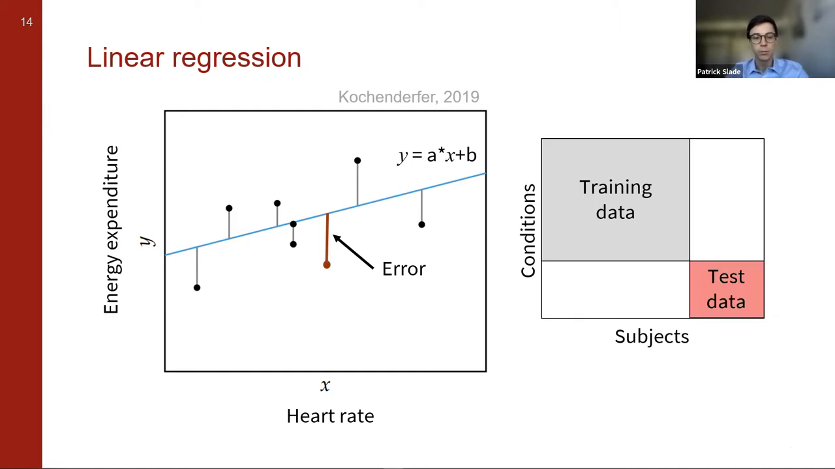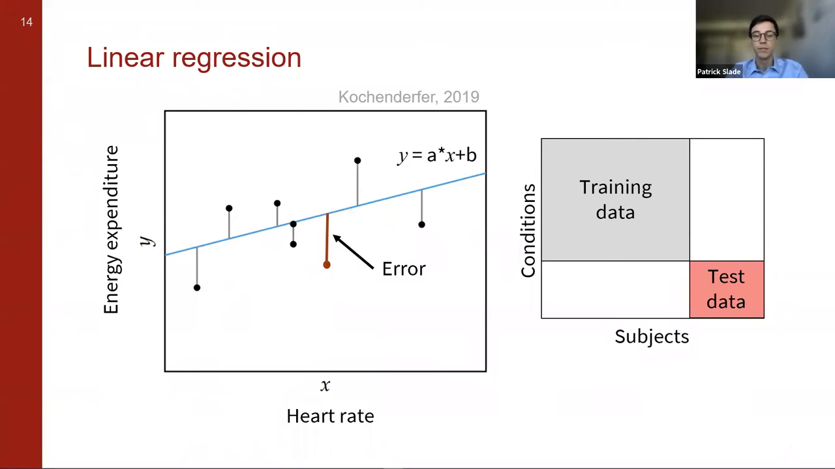One important point, which we're touching on here, is these black points we consider our training data. So it's some group of subjects and conditions. And we want to evaluate our model with a separate group of subjects and conditions, which we'll call our test set. And so this is how we make an unbiased estimate of how well the model performs.